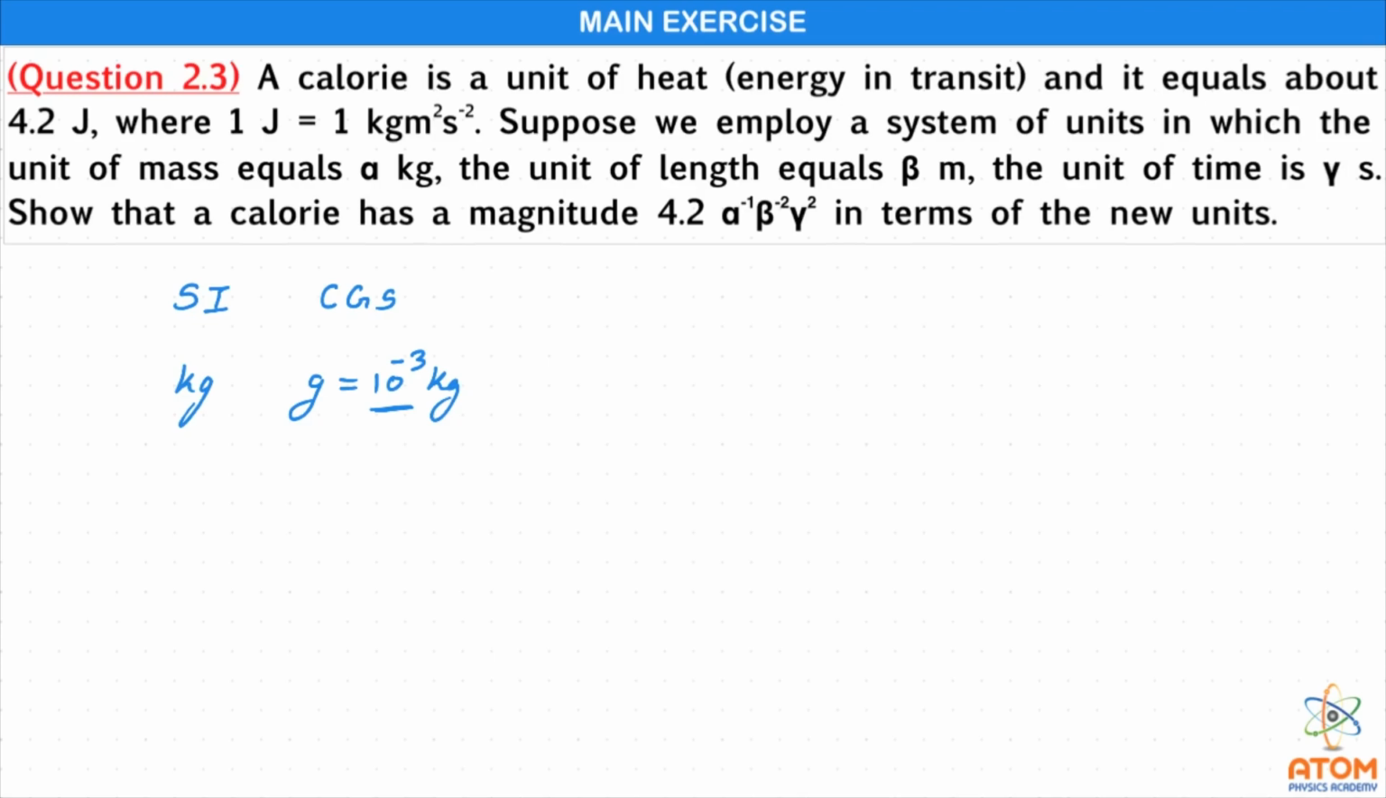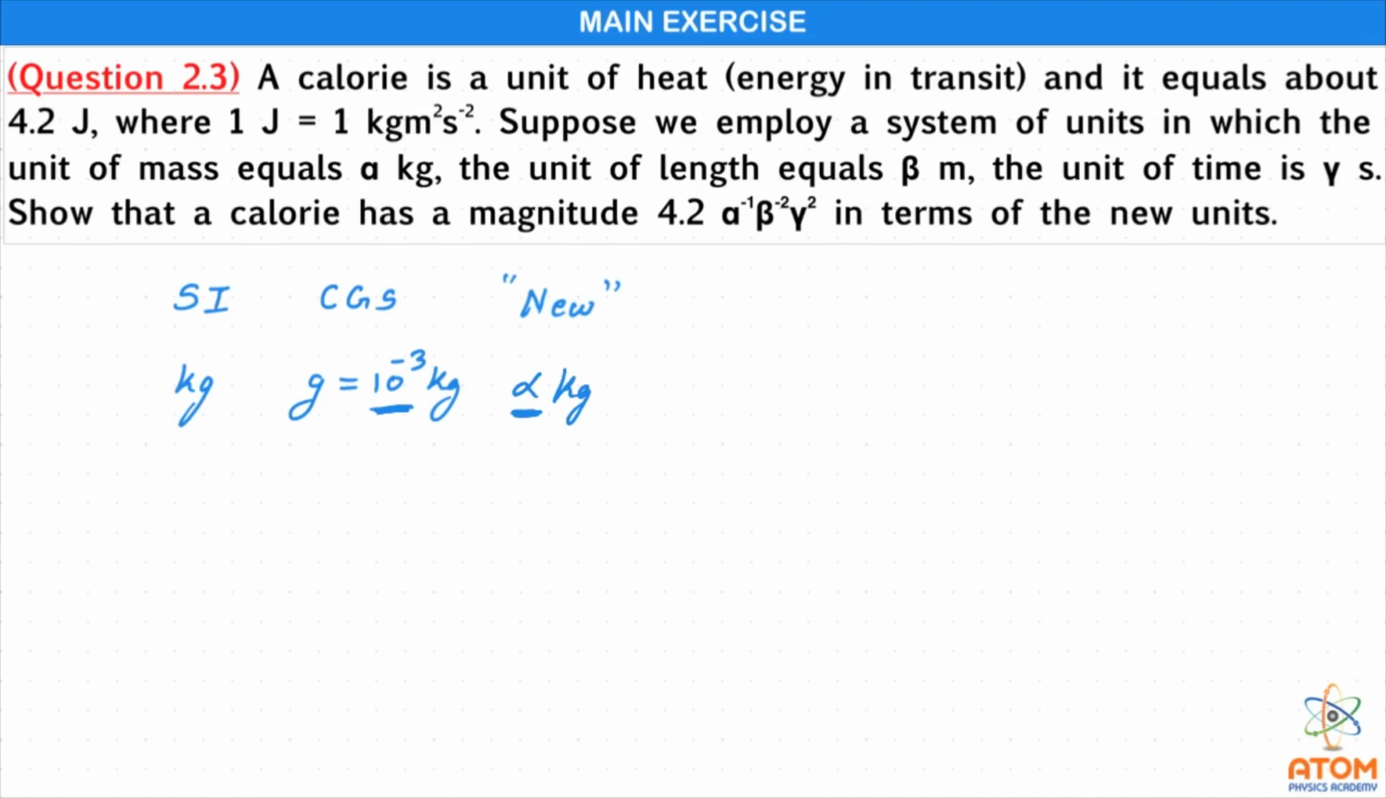Okay, now further, here we have been given a new unit system. Let me just name it like a new. So in this new, the mass is represented by alpha kilogram. See, here it was 10 raised to minus 3 kilogram. Likewise, here this is alpha kilogram, where alpha is a numerical value, some numeric value.